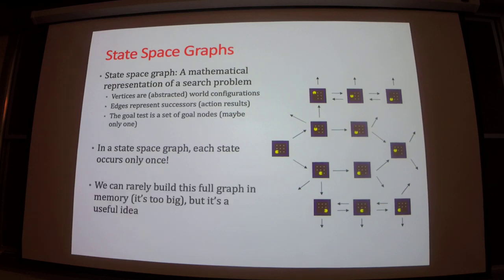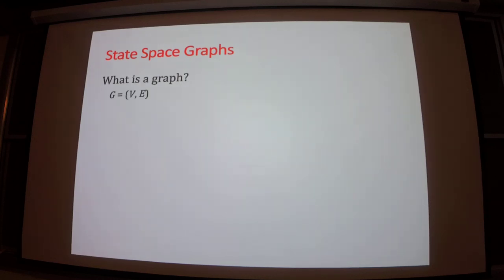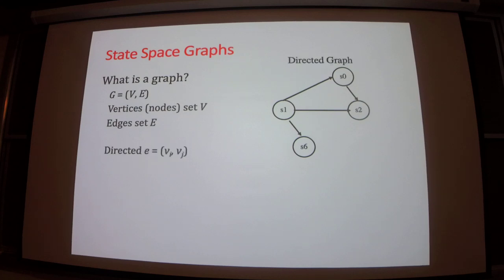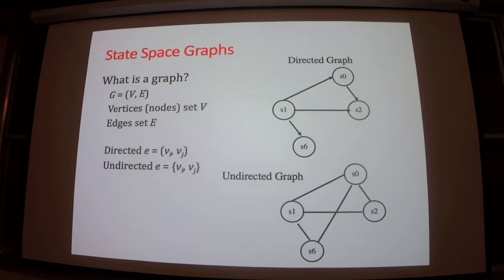As we mentioned last time, this is a giant graph, probably, for any reasonably complex problem. So we rarely or never build this explicitly in memory. We always look at this as an implicit construction, but it's a useful way to think about the problem. So, a review, more formally, of what graphs are. A graph is a set of vertices and edges, where the vertices are nodes like this, and the edges are transitions between them. These edges can be directed, in which you can only go in one direction, or undirected, in which you can go in either direction. That would be a directed graph or an undirected graph. This should definitely be reviewed.